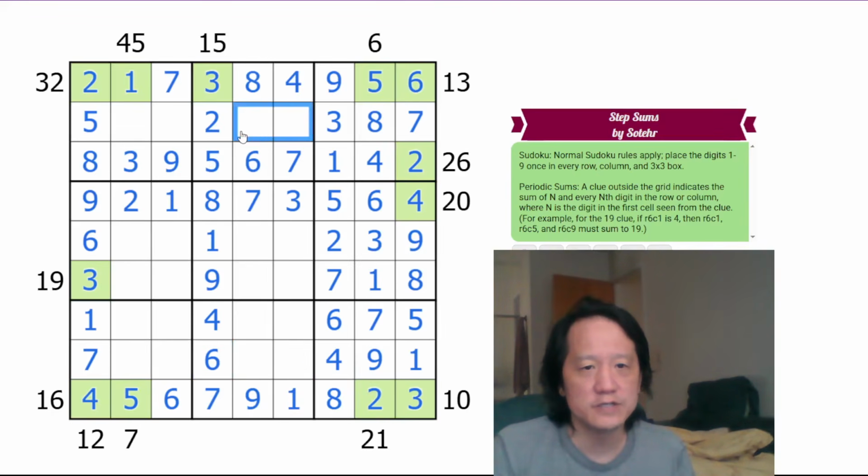Okay, remaining digits in box 2, we have 1 and 9. 1 can't be here because 1 in the column, so this is 9, that's 1. Leaving in row 2, the remaining digits of 4 and 6. 6 can't be here because 6 in the column, so this is 4, that's 6.